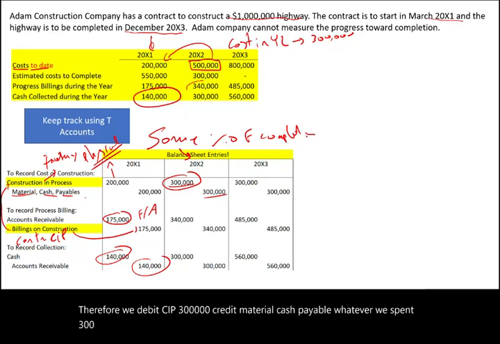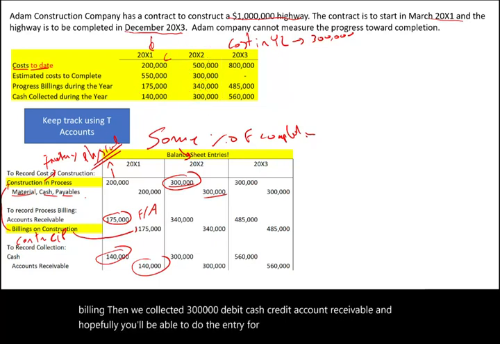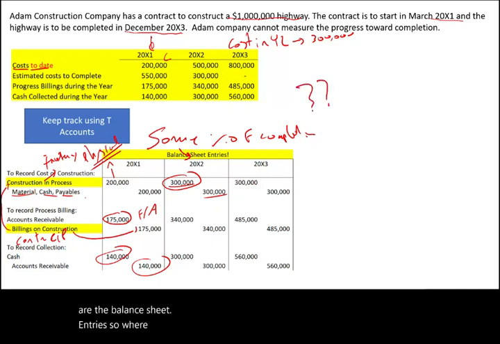Same thing, we bill them 340, we debit account receivable, credit billing, then we collected 300,000, debit cash, credit account receivable, and hopefully you'll be able to do the entry for year three. So those are the balance sheet entries. So where are the income statement entries?